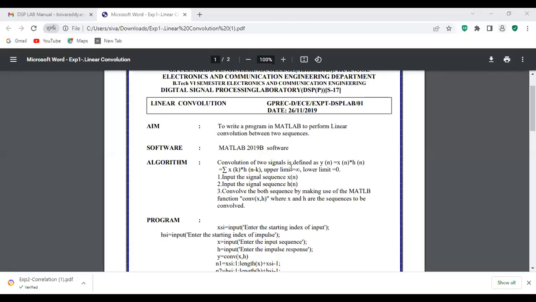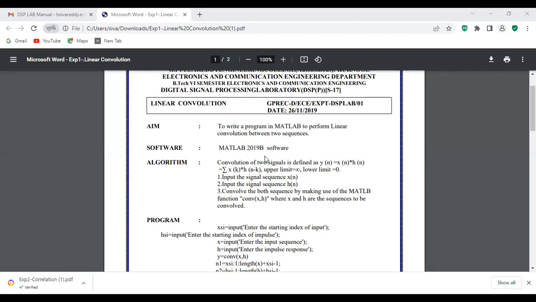Non-real time, again you can go for circular convolution, linear convolution, and N-point DFT. And finally, real time, the FIR filter for low pass filter using a CRO. So first you can go for our first experiment. Just observe here. In our laboratory, our first experiment is linear convolution between 2 sequences.